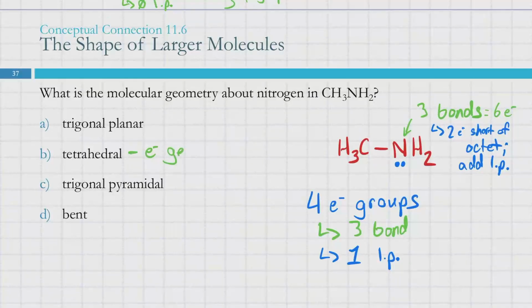Tetrahedral is the electron geometry. We've got 3 bonding groups and 1 lone pair. What is that shape?